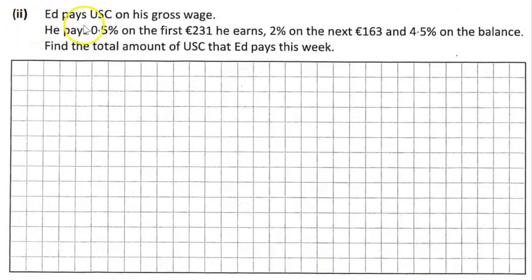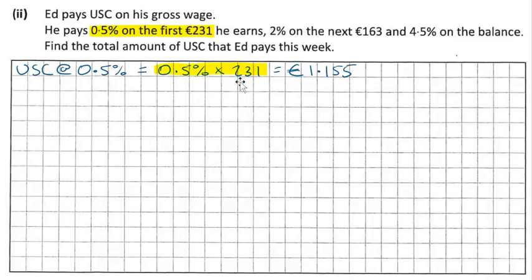Part 2. Ed pays USC on his gross wage. He pays 0.5% on the first 231 euro. He pays 2% on the next 163 euro and 4.5% on the balance. Find the total amount of USC that Ed pays this week. So USC at 0.5%, it's going to be 0.5% multiplied by 231, which is 1.155 euro.